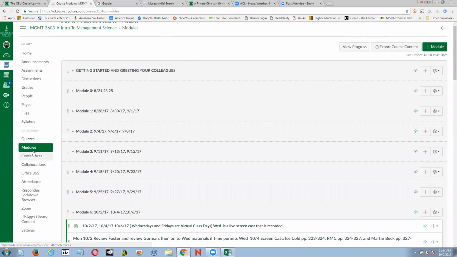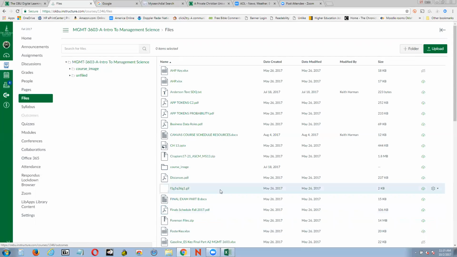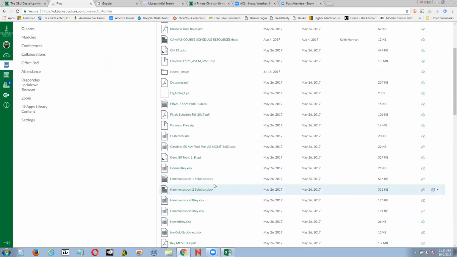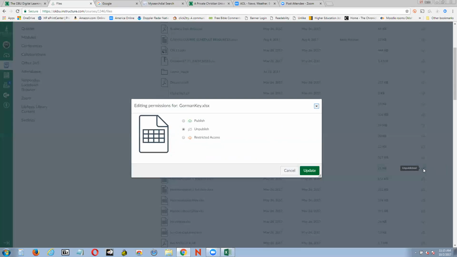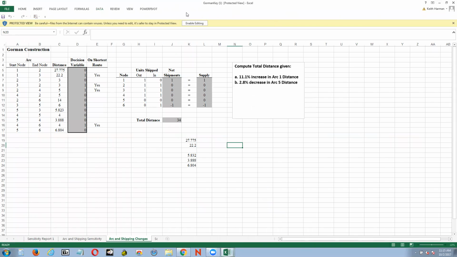So let's go back up to the files, and let's find Gorman. And the Gorman key, I'll publish it, and then I'm going to download it, and I'll enable the editing.